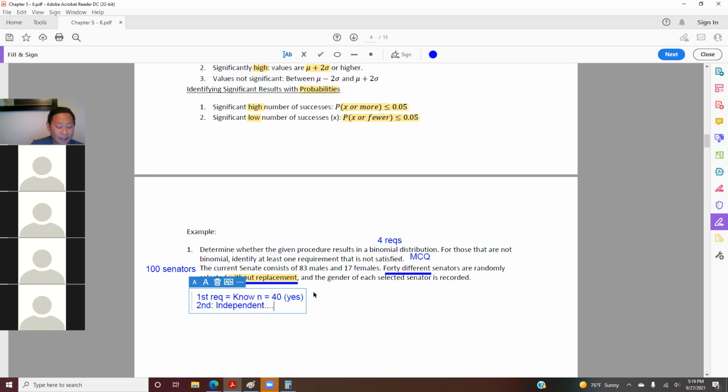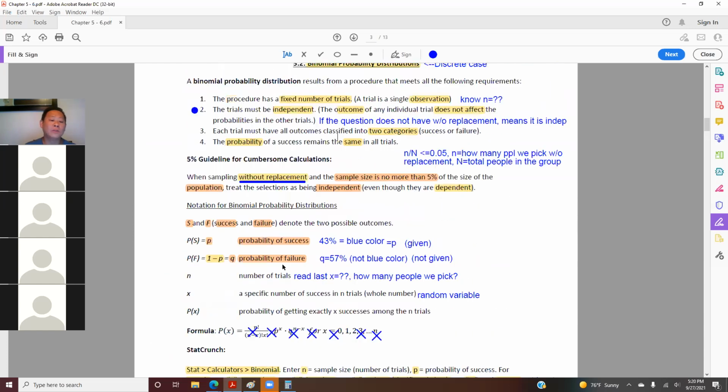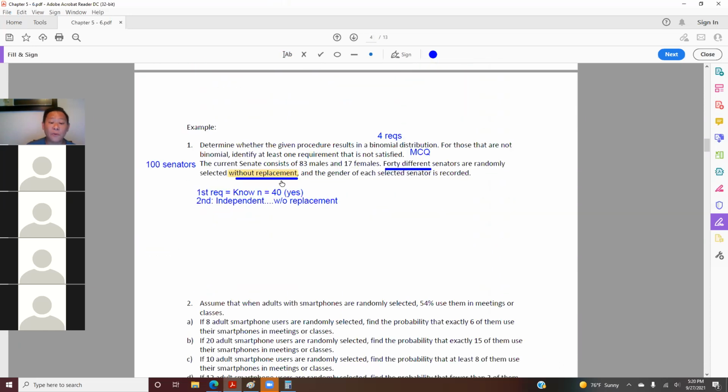However, we have that cumbersome rule because of the words without replacement. That's the reason why we go back to this little blue dot here, because of the without replacement. So that's the reason why we need to check this independence rule. What we need to do is figure out if n over capital N is less than 0.05. Since we know n in this case is 40, can someone tell me what capital N is in this case? That's 100.